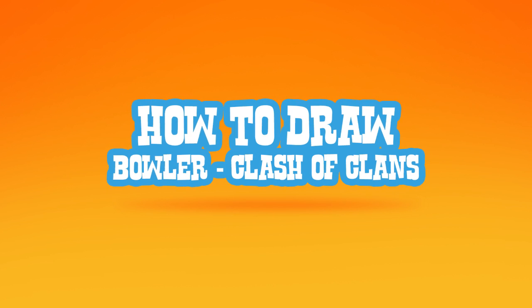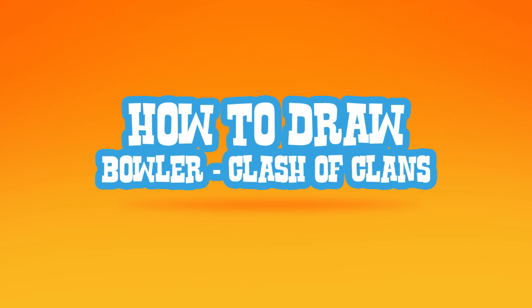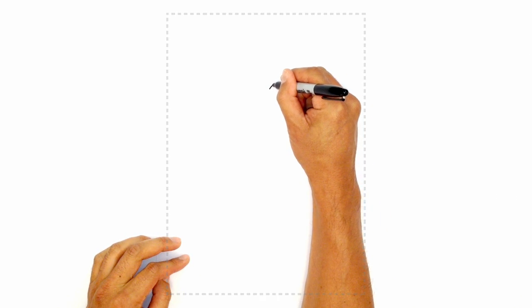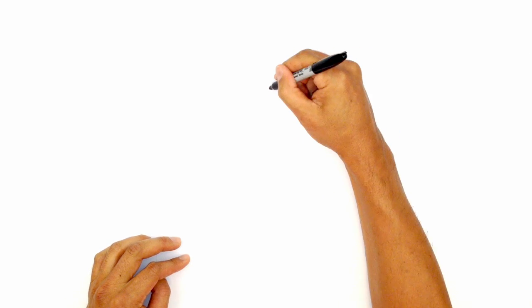Hey there, today I'll be showing you how to draw a boulder from Clash of Clans. So I'm going to start in the middle of the face with the eye. The one on the right, we start with a curve for the upper eyelid, curving across. From here we're going to draw a little frown line.